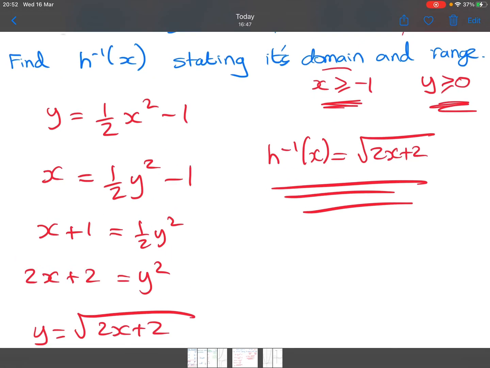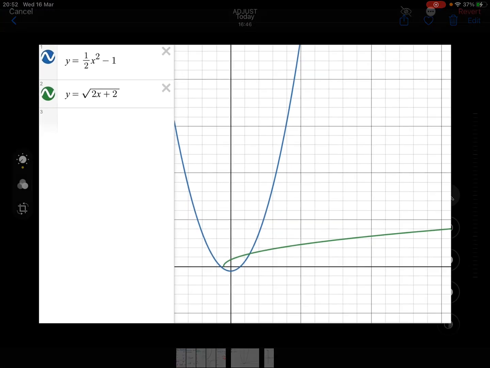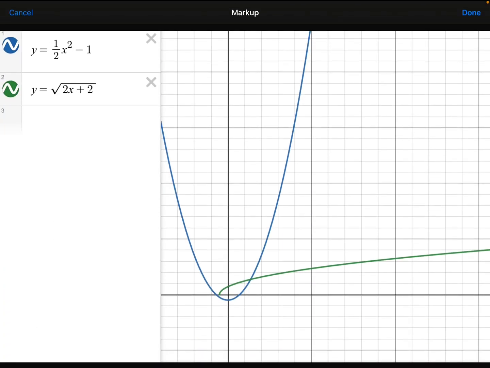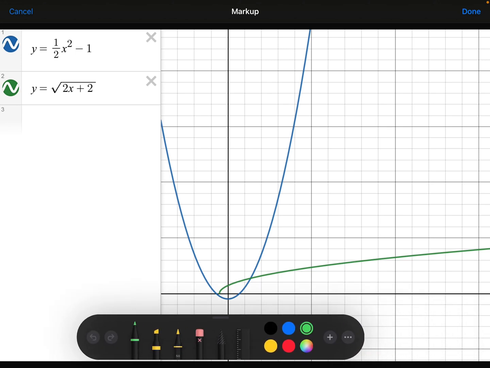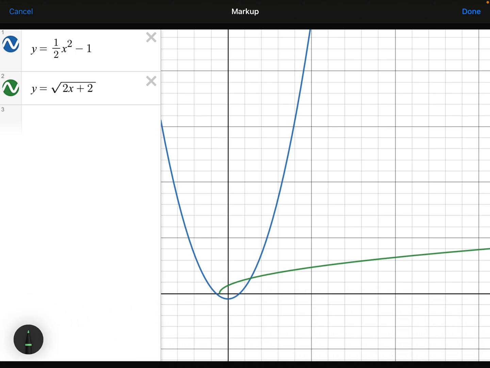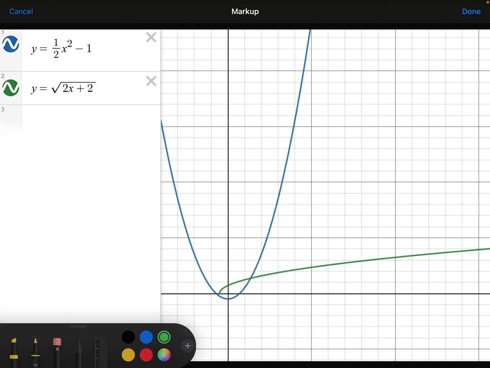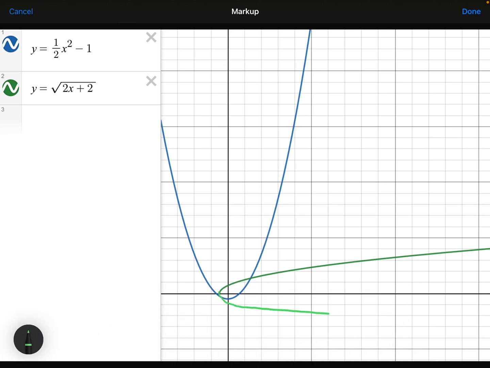Again, let's look at what that looks like graphically. So I've got both of those plotted on here. In blue, we've got the quadratic, and in green, we've got the square root, the inverse function. Now, notice that the green function, the inverse function, doesn't continue going down. Well, that's drawn really badly. Doesn't keep going down here like that.